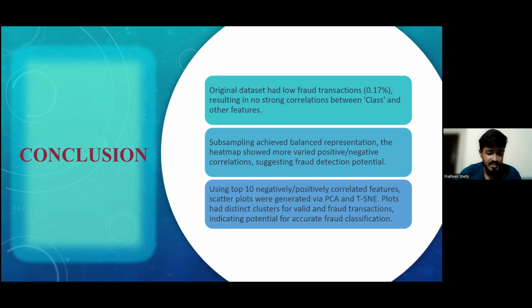Using the 10 most negatively and positively correlated features, scatter plots were generated using both PCA and TSNE dimensionality reduction techniques. The resulting plots exhibited distinct clusters, with valid transactions forming a separate cluster and fraud transactions forming their own distinguishable cluster. This indicates that there is potential for accurate classification and identification of fraudulent transactions using these features.